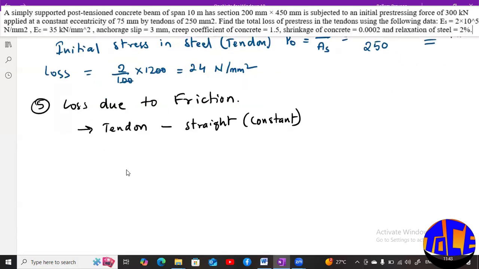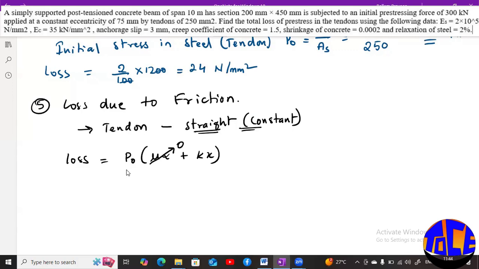Firstly let us write out the formula. Loss due to friction is equal to P naught, that is the initial stress in steel, into mu alpha plus K X. Here alpha is the slope of the tendon. Here this is a straight tendon, so there will be no slope. Therefore this value will become 0, because there is no slope.